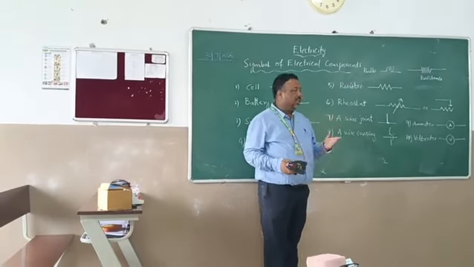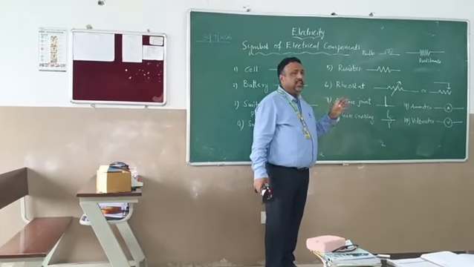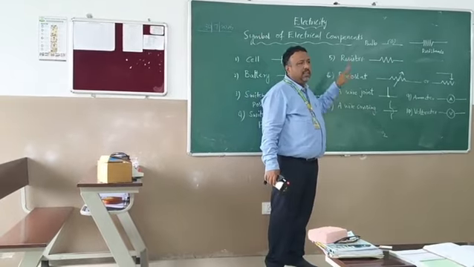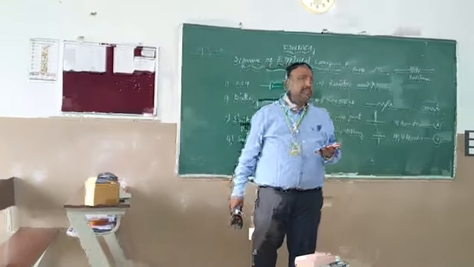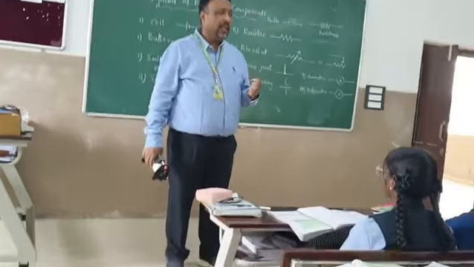But let us go with what actually a resistor and resistance are. A resistor is a current opposing element. What does it do? It opposes the current.